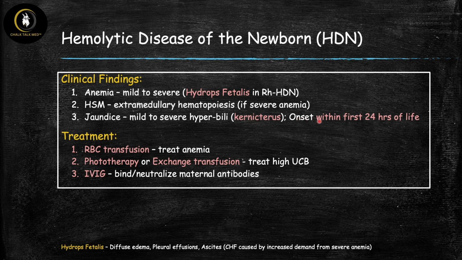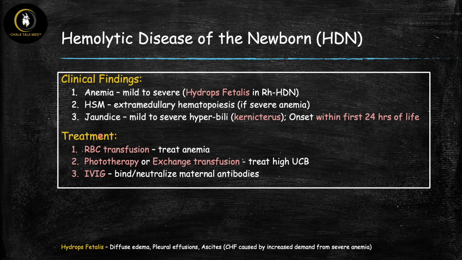One important clue to pay attention to here, again, especially for exam questions, is that classically physiologic jaundice onset is after the first 24 hours of life, whereas hemolytic disease of the newborn onset is within or before the first 24 hours of life. So pay attention to the onset of jaundice here. If it's early onset, it's more consistent with hemolytic disease than physiologic jaundice.